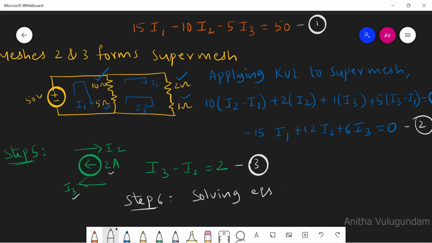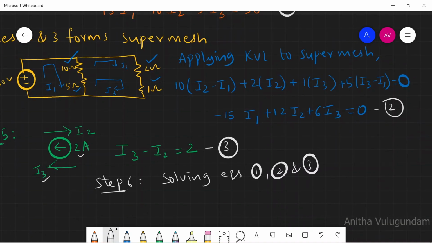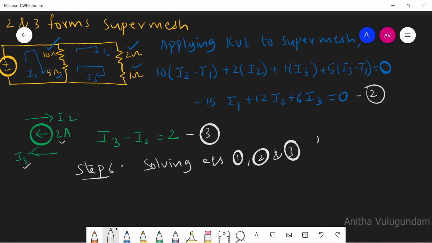Solving equations 1, 2 and 3, we obtain the mesh currents as I1 equal to 19.99 amps, I2 equal to 17.33 amps, I3 as 15.33 amps. These are the mesh currents obtained.